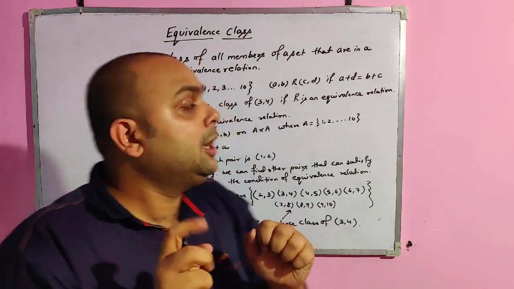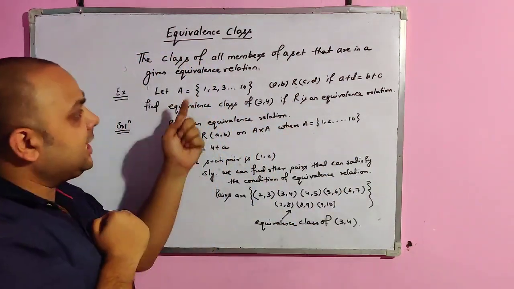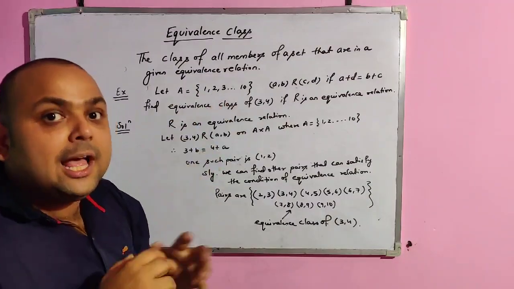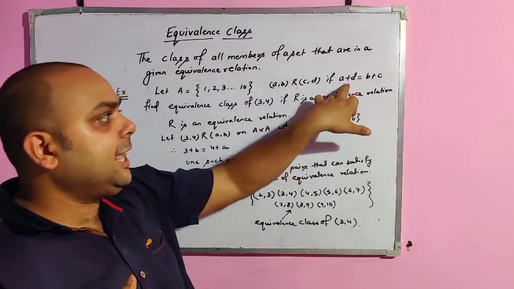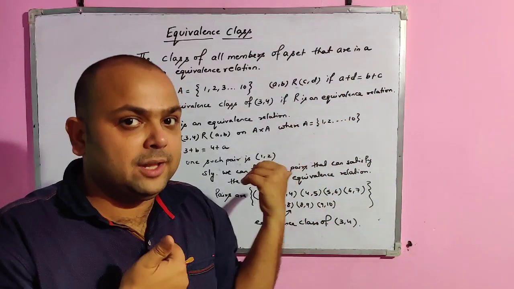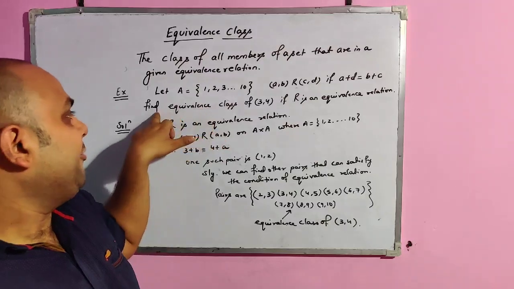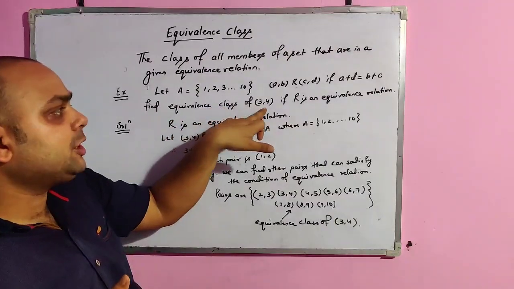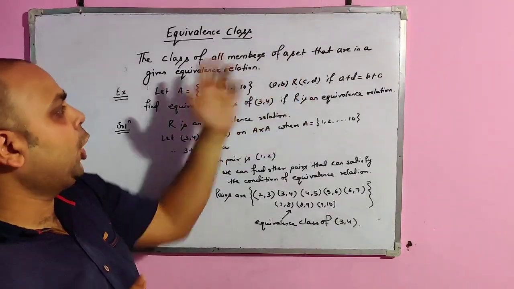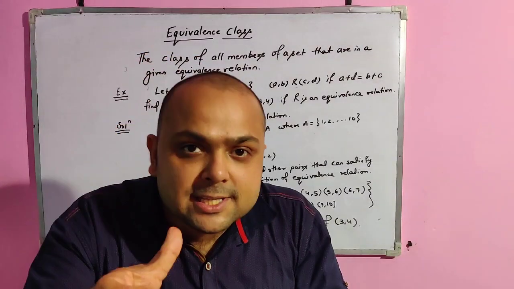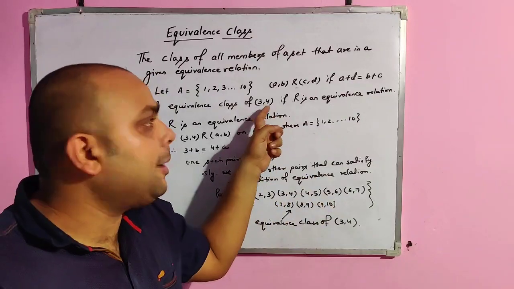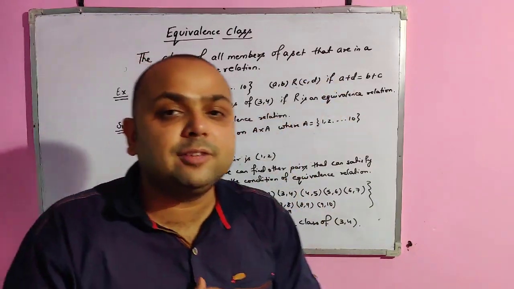For example, if we have a set A containing the elements 1 to 10 and a relation AB related to CD such that A plus D equal to B plus C, just proved in the previous question. Find the equivalence class of 3, 4. Here A, B, C, D all belong to set A. We have to find the equivalence class of 3, 4 if R is an equivalence relation.